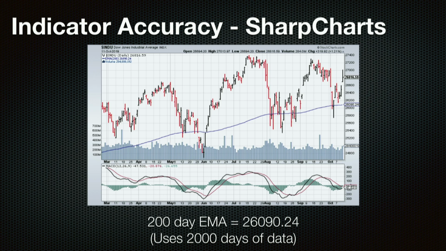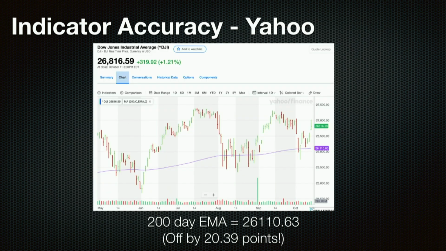So as an example here, this is from a little while back, but this is the EMA for the Dow at that time. You can see it there on the screen. It used over 2,000 days of data to calculate that. Other sites, which will remain nameless, but you can read them on the screen, did calculations as well, and those calculations weren't even close to the same number that we got. In this case, it was off by 20 points.